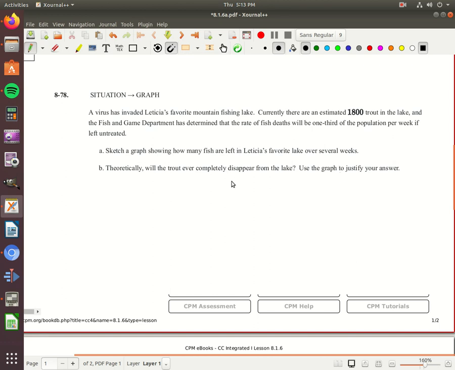So we could make a table first, or we can make the equation. I'm just going to make the equation. I think that should be enough, and then I'll make the graph from there. So we had 1,800 trout, and it says fish deaths will be 1/3 of the population. Well, if we're losing 1/3, that means we're keeping 2/3 of the fish. I hope that makes sense. So, thinking positively, we're keeping 2/3 of the fish because we're losing 1/3 of them.